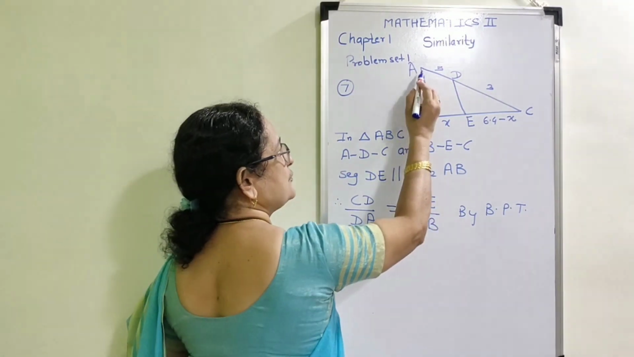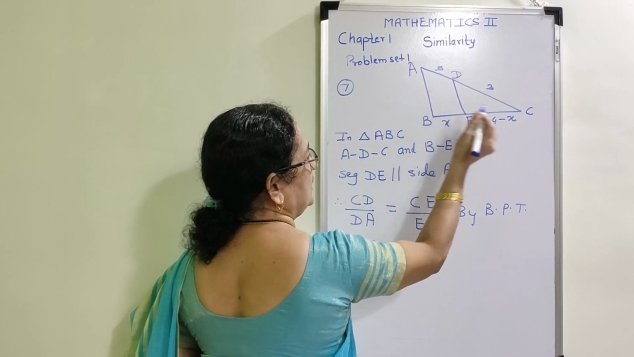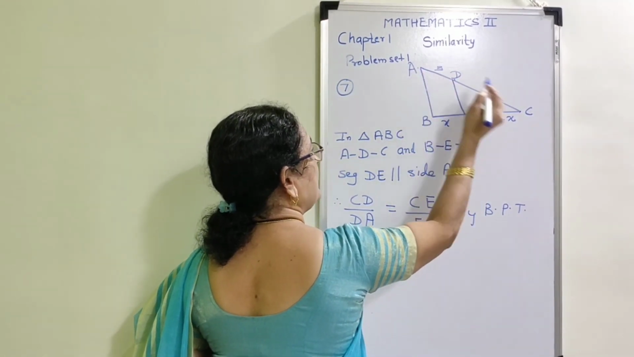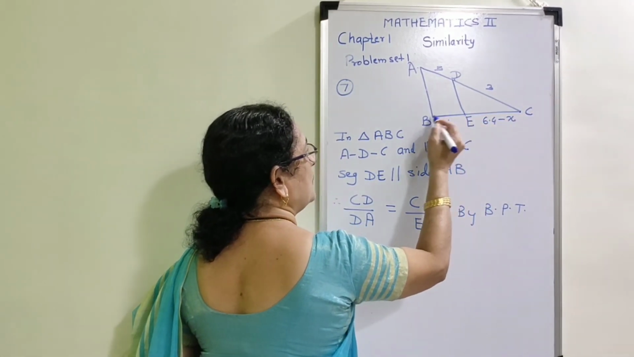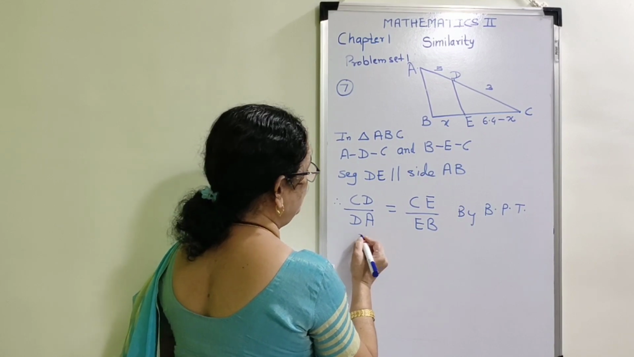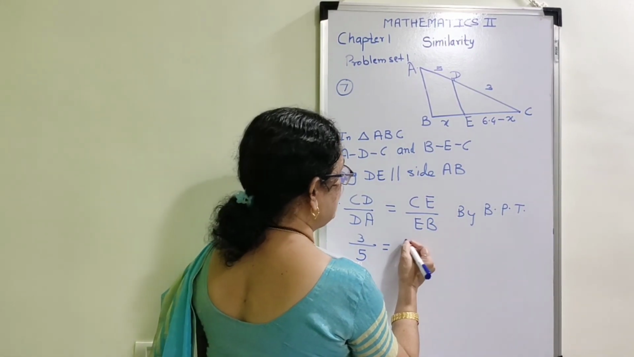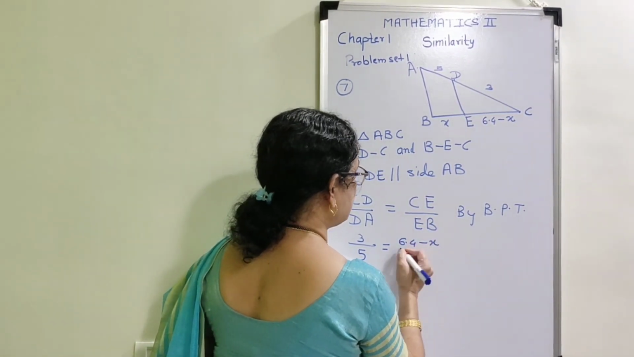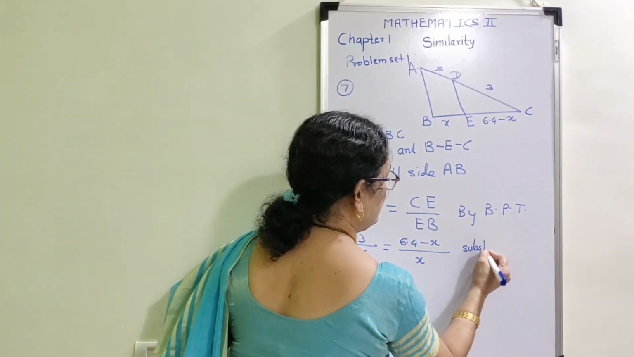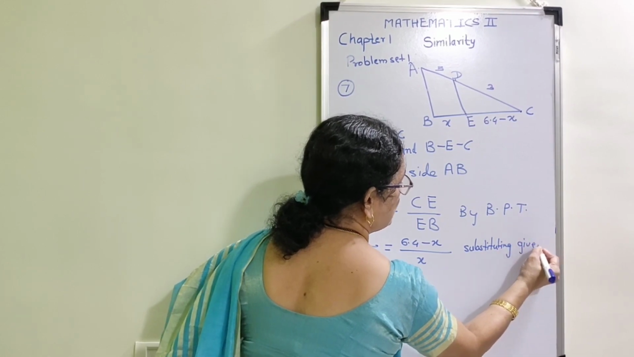Now observe the figure. If you start from A, then the second time you are going to start from B. But I have started from vertex C. CD upon DA is equal to CE upon EB. Now I am going to substitute the values. CD is 3, DA is 5, CE is 6.4 minus x upon EB is equal to x. Substituting the given values.